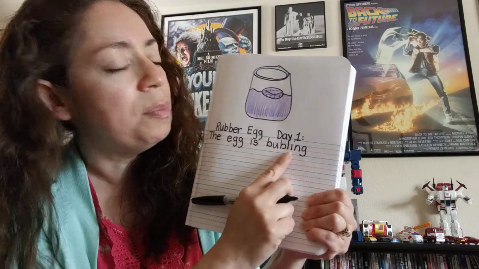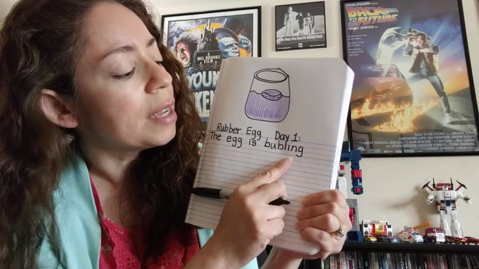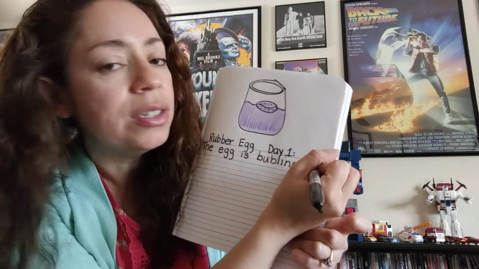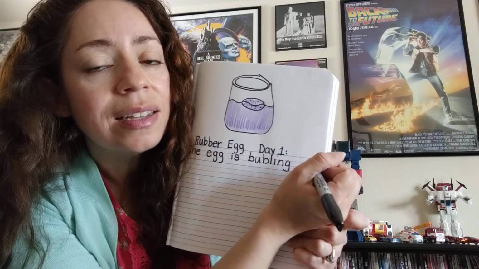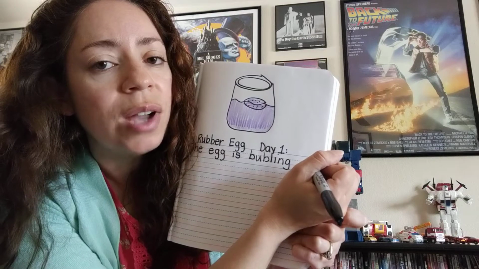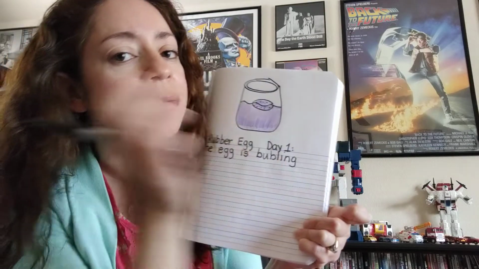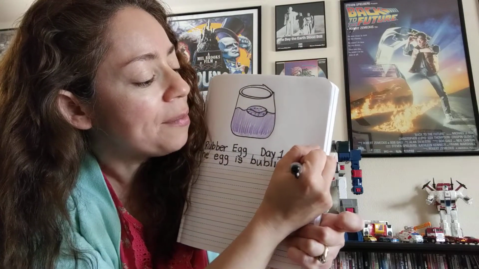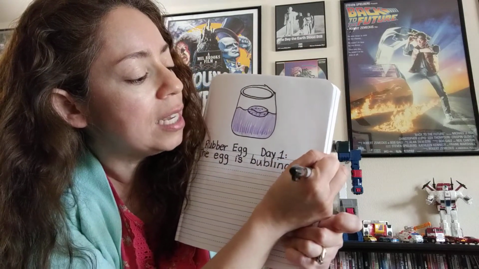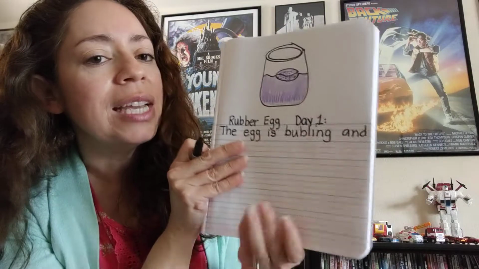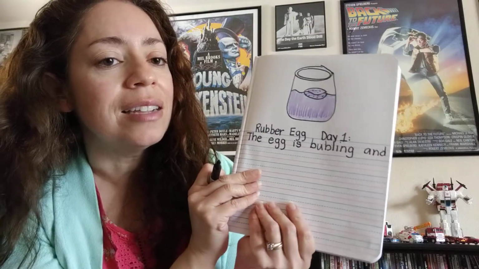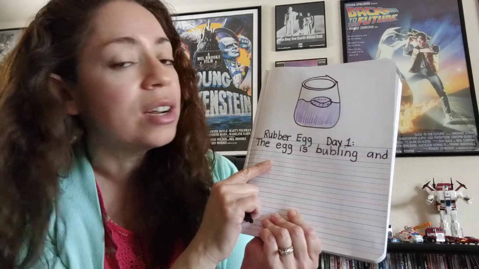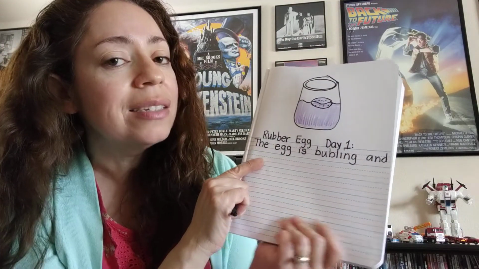The egg is bubbling. Okay, the egg is bubbling, and I want to add a detail. So I'm going to use another snap word, and. Can you help me write and? Do you know how to spell and? Let me hear you. Excellent. I heard you say A and D. The egg is bubbling and sizzling. Sizzling is another describing word that helps my reader understand my observation.